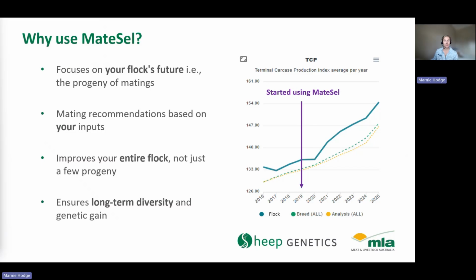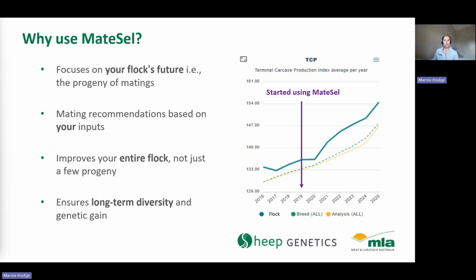MateSel helps make mating recommendations based on the inputs that you add in, and you're totally in control of the inputs, the traits that you add into MateSel, and any target parameters as well. It looks to improve your entire flock and not just a few progeny. So MateSel isn't trying to identify unicorns or individual animals to pull your flock forward. It actually looks at improving the entire flock. It also ensures long-term genetic diversity and genetic gain, and we'll get into that a little bit later.